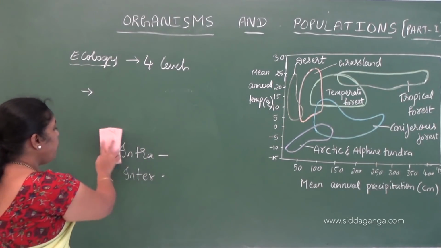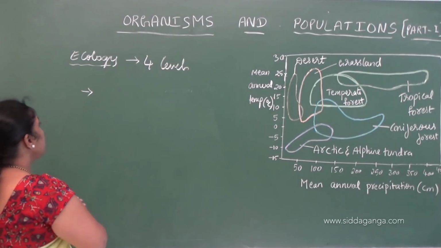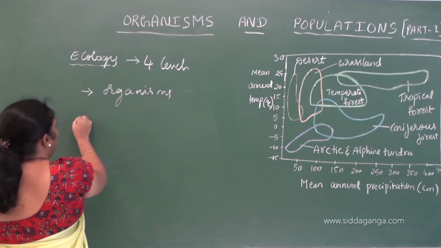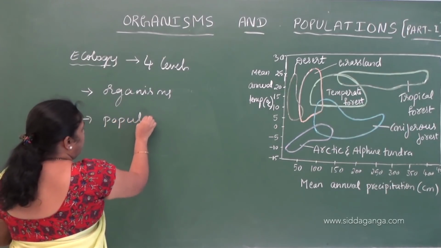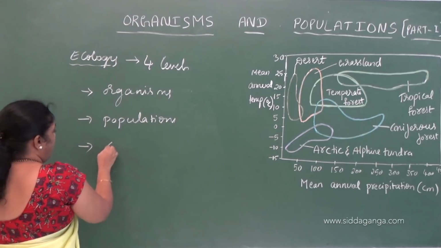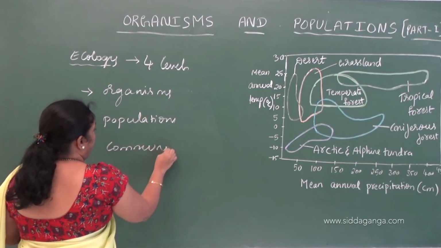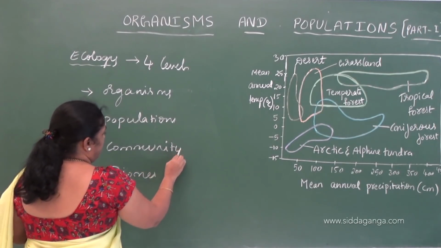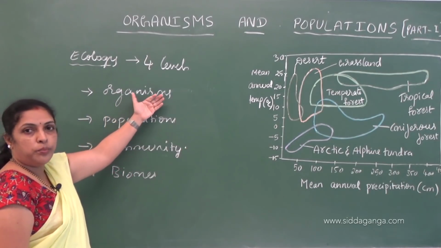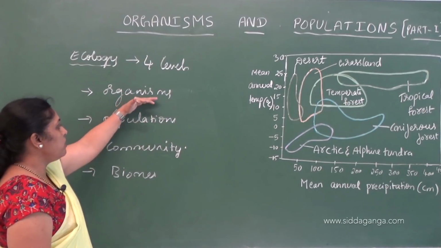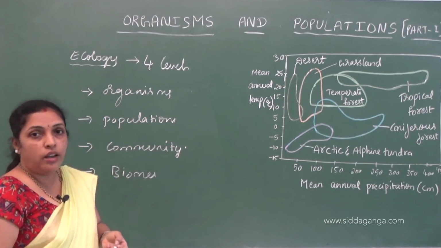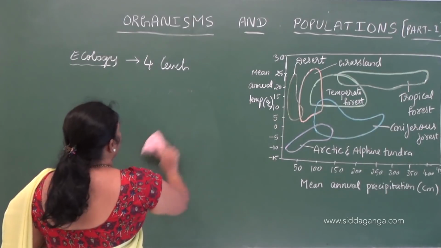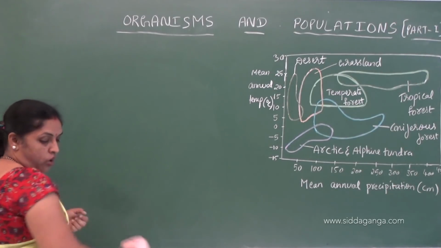So ecology has 4 levels in the biological classification, that is organism level, then population, community and biomes. So ecology is divided into 4 levels: organism level, population level, community level and biomes. We study these in detail in this class. So the organism is the basic unit of ecology.